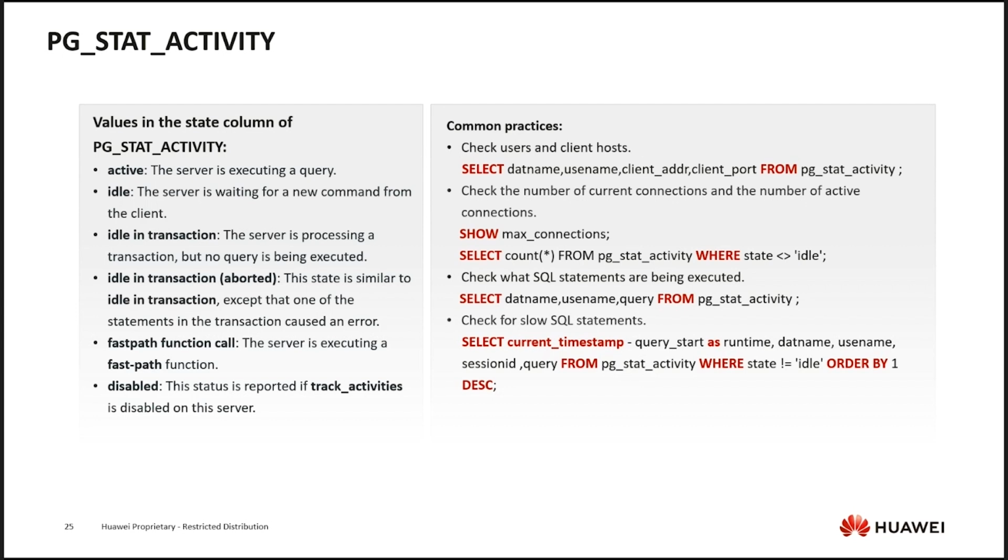The value of state in PG_STAT_ACTIVITY can be active or idle. You can check database connections on the server by querying this view, and you can monitor and maintain the database. You can check users, check client hosts, and check the number of connections and the number of active connections. You can also check for slow SQL statements.